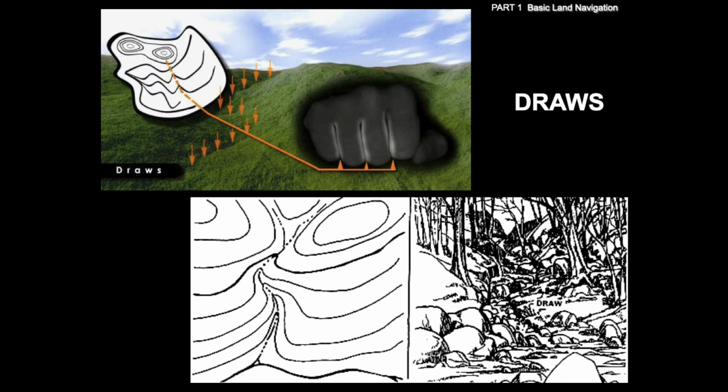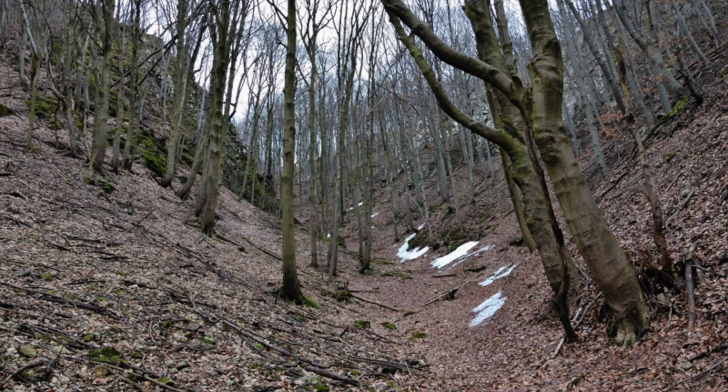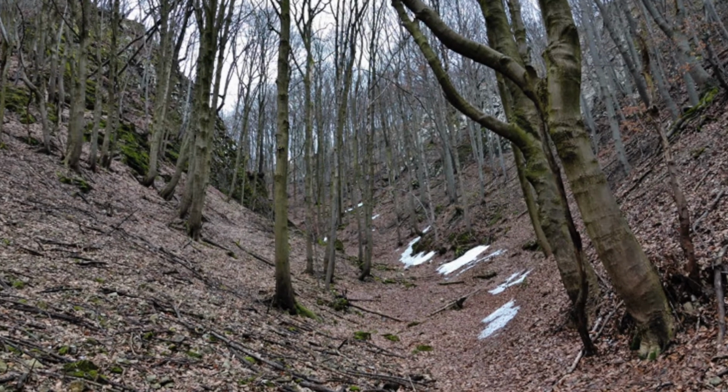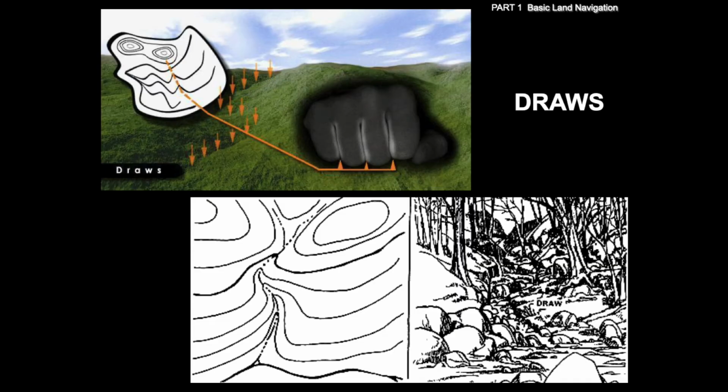And next we have draws. These are the fun ones, right? These are where contour lines will come together. Typically there's water coming off of ridge lines through these draws. Where there's water, there's vegetation. That's what makes these pretty rocky, wet, very thick vegetation. They're not places you want to travel unless you're trying to remain undetected or something like that.